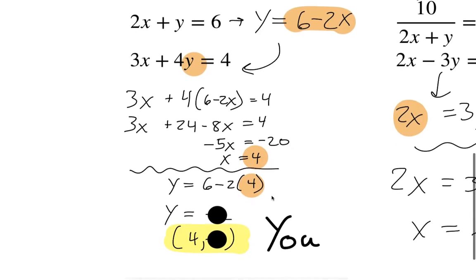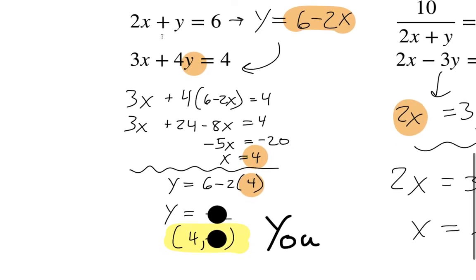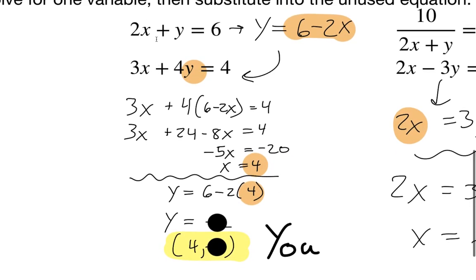Let's do the same thing again here. If you're going to do substitution, you've got 4 options: this x, this y, this x, this y. I think the easiest to isolate, or to solve the equation for, would be this y right here. So in order to do that, you have to subtract 2x from both sides, and you get y is equal to 6 minus 2x.